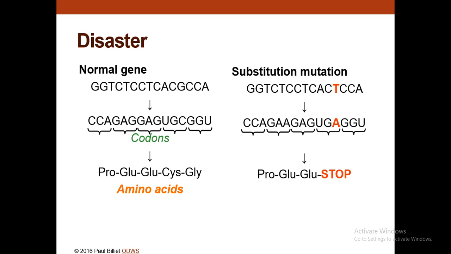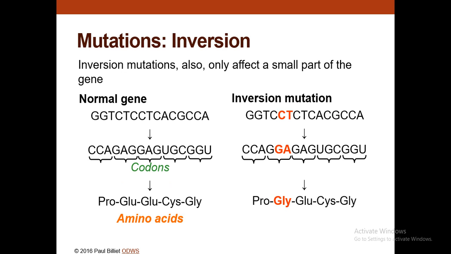Okay. Then we have the inversions, wherein there is an exchange in the pattern. Okay, instead of having CT, for example, you have here GGTCTC. Instead of having TC, it has become CT. So that is inversion. The arrangement was reversed. And of course, it could lead to a different formation of the amino acid later on. So this could also be detrimental.